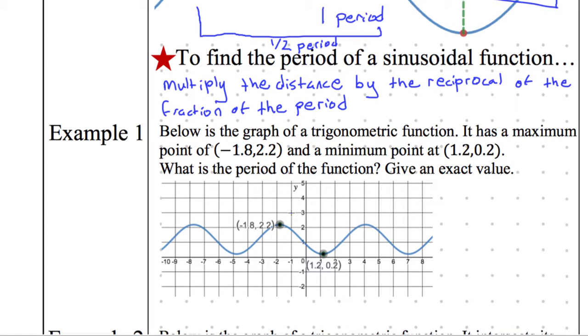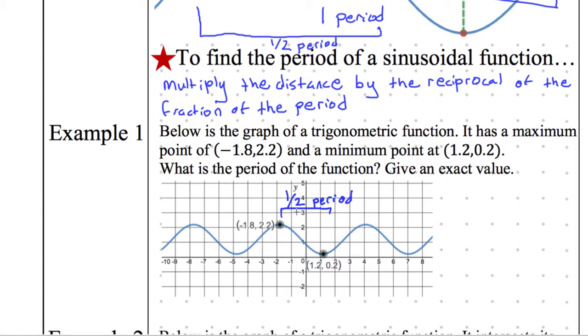Okay, so we have a trig function, and it has a maximum right there at (-1.8, 2.2). It has a minimum here at (1.2, 0.2). I need to figure out the period of that function. First of all, I need to ask myself, this distance here, is it half of a period? Is it a quarter of a period? Is it the full period? How much of a period is it? Remember, the full period is how long it takes to repeat the entire thing. So a full period would be right there. That half? What do you think, Daisy? Half? I agree. So we're going to say that's half a period.